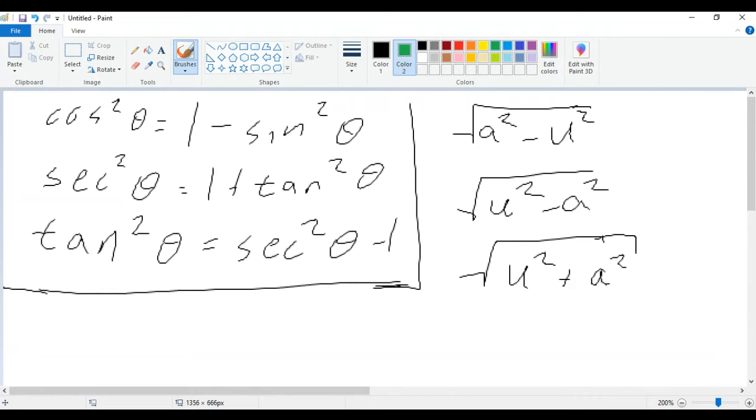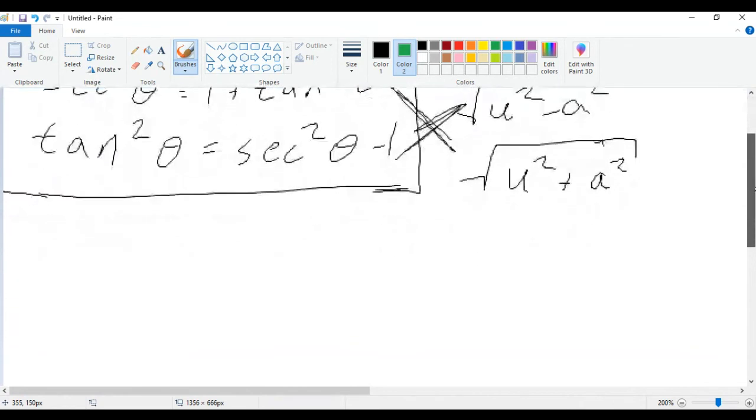If you let a be equal to 1, then the 1 is similar to the a squared, so the square root of a squared minus u squared could be similar to taking the square root of 1 minus sine squared theta. In other words, these kind of match up. Same with these two. In fact, we can use these similarities to make a clever substitution in certain integrals to be able to solve them.